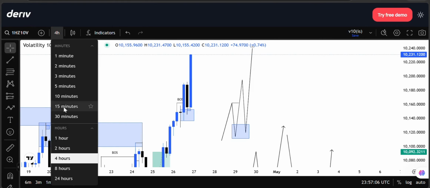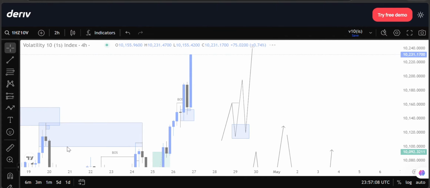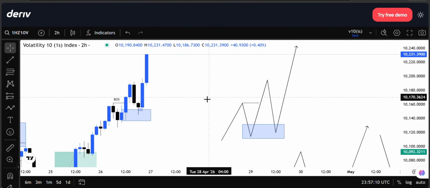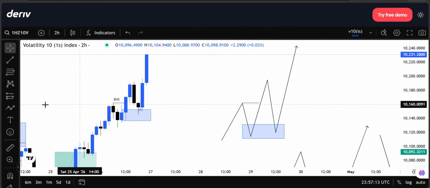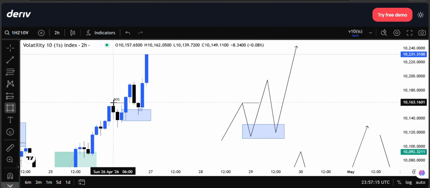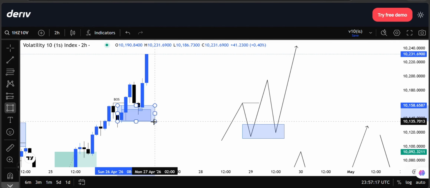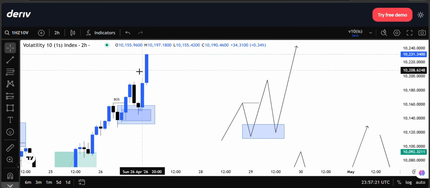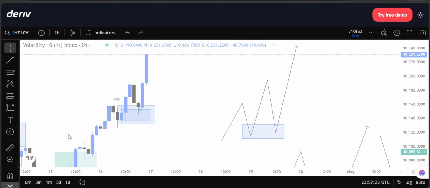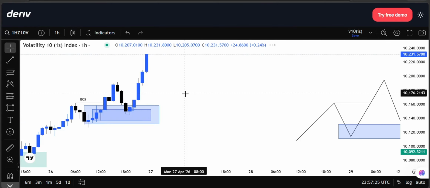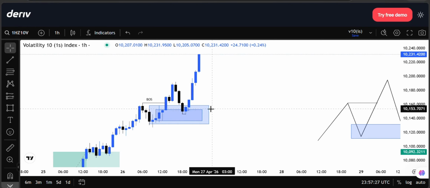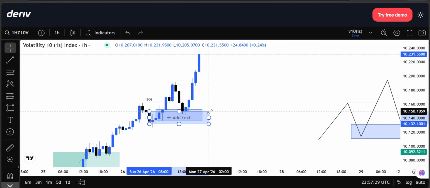Okay, coming down to the 2 hours time frame, we got this order block right here, the supply zone. Of course, we have a break of structure. So now we came down to the 1 hour time frame. Coming down to the 1 hour time frame, that's where we are able to refine this down here.